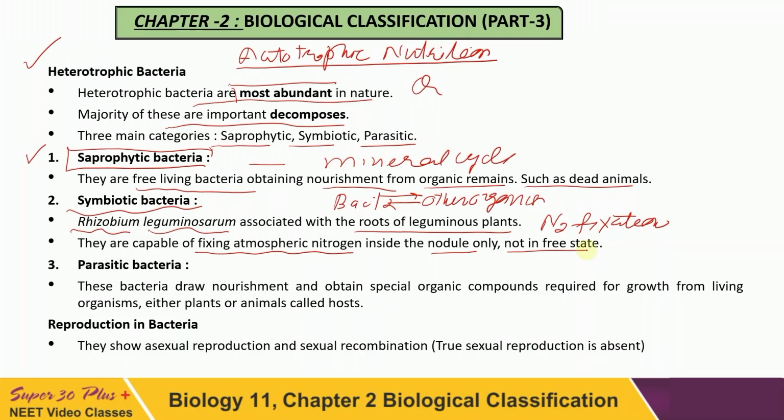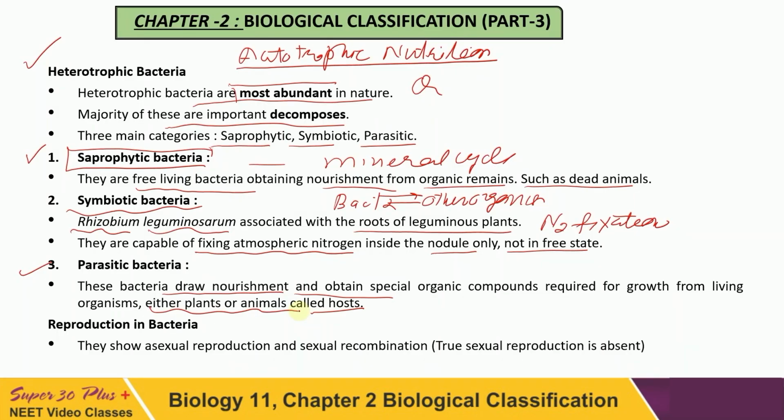These are symbiotic ones. Parasitic bacteria draw nutrition from other living organisms, and they have special devices to draw nutrition from them. The living one is known as the host. This host may be an animal or a plant.